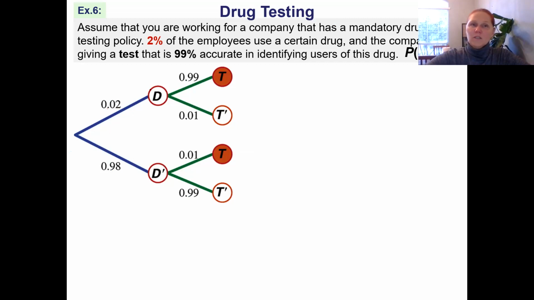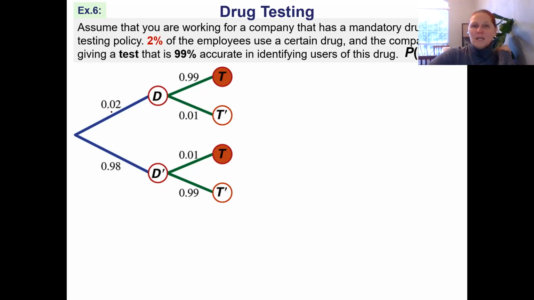Take a drug, so this is event D. Another 98%, event D prime or the complement of the event D, do not take the drug. And then the company is given a test that is 99% accurate. So we test employees taking the drug, and with 99% accuracy, we get them tested positive for taking this drug, and with 1%, we get them tested negative.